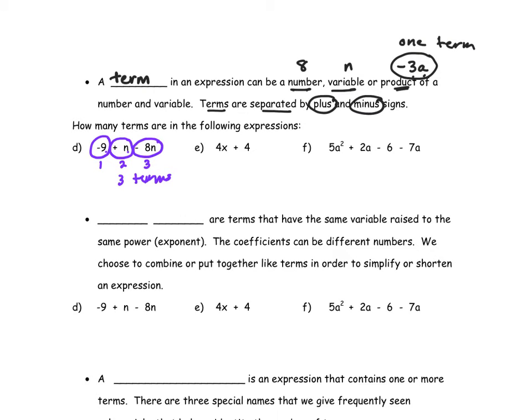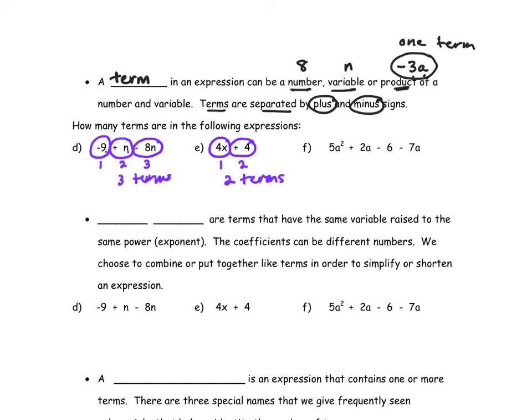Let's look at example E. I see 4x. Remember, the product of a number and a variable hooked together is one term. Then I see +4, so I'm going to take the plus sign with it. So that's my second term. This is 1, 2. So there are 2 terms. Please tell me how many terms are in example F.